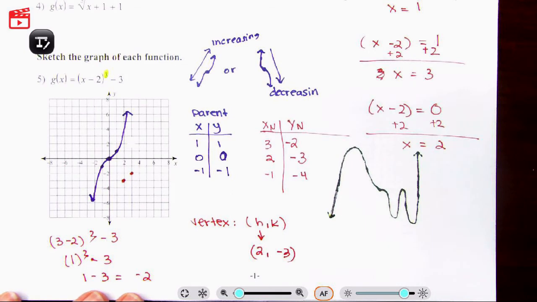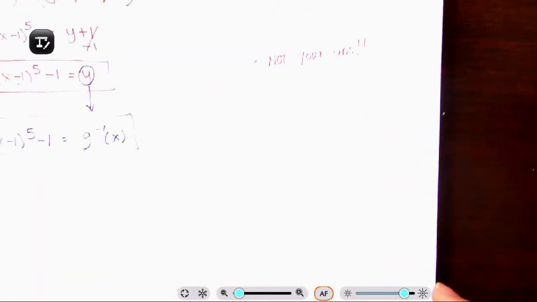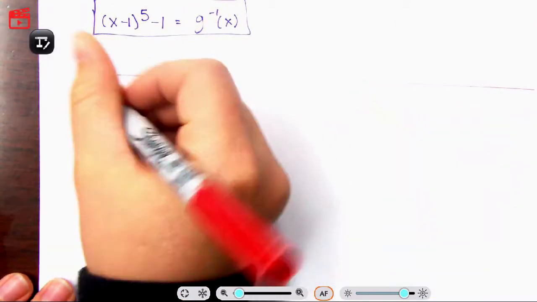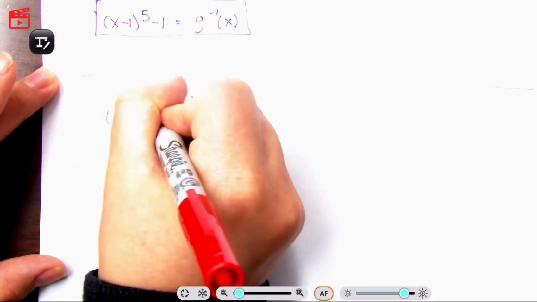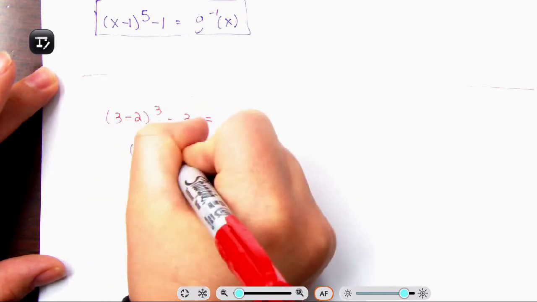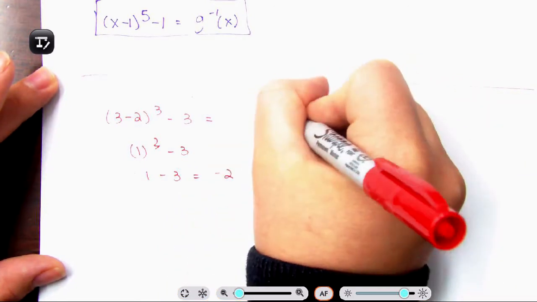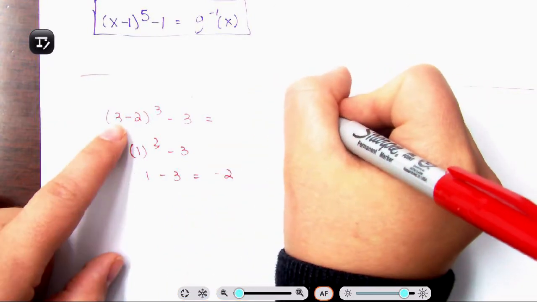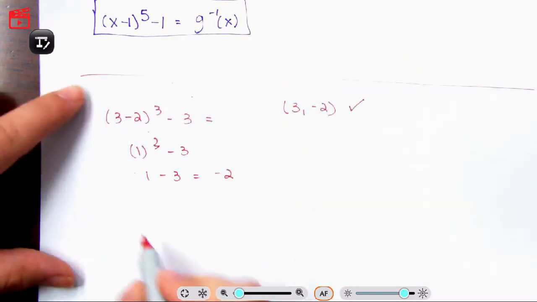Still doesn't seem right now. Am I doing all of my math correctly, you guys? Hopefully you're yelling at the screen. Let's double check our math. In my defense, it is like 6 o'clock in the morning. Okay, let's double check some math. If I plugged in 3, 3 minus 2 cubed minus 3, 3 minus 2 is 1, 1 cubed minus 3, 1 minus 3 is negative 2. So my input is, what was my input? 3. My output is negative 2. That one's fine.